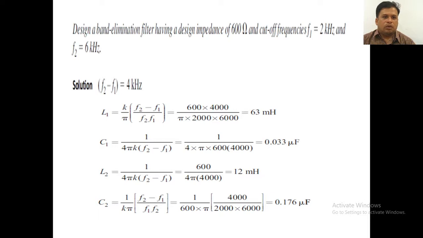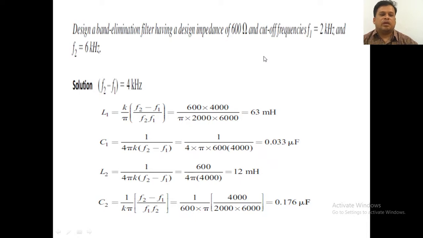Now this is the question: design a band elimination filter having a design impedance of 600 ohms and cutoff frequencies f1 equals 2 kilohertz and f2 equals 6 kilohertz. What we do here is first find f2 minus f1, that is the subtraction f2 minus f1, which equals 4 kilohertz.